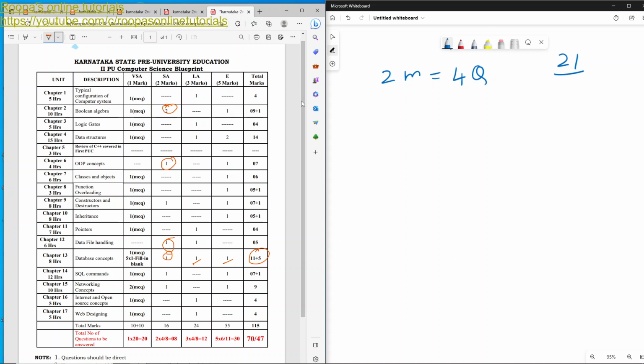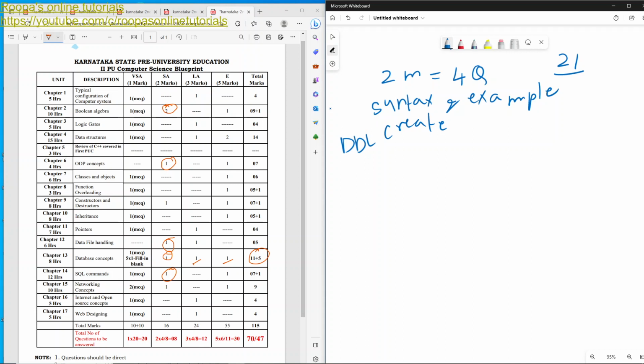In SQL commands, generally they ask you the syntax and example. That is what is asked in SQL, mainly whatever you have learned for the practicals. For example, you have learned the create command and the DDL commands, so they may ask you to give the example and syntax of two DDL commands.